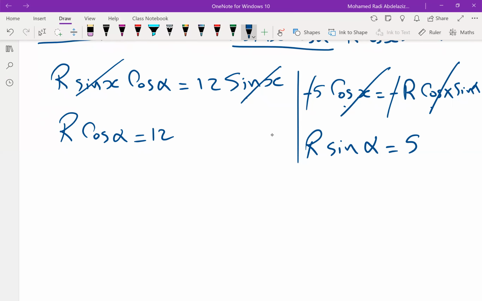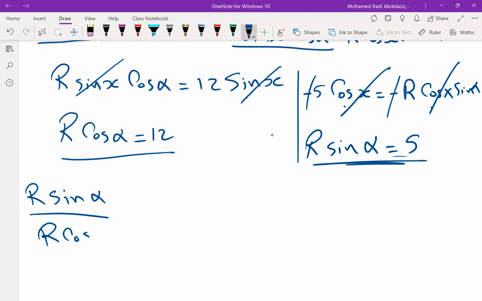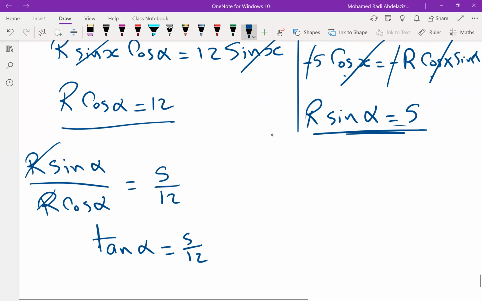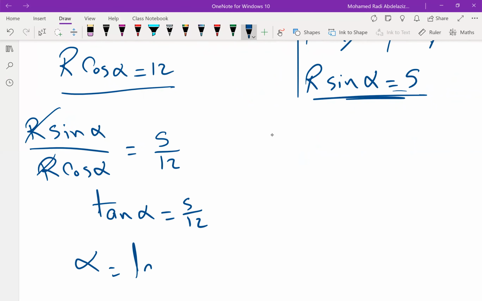You can get the exact value of alpha by dividing the second equation by the first equation. r sine alpha divided by r cosine alpha, you will get 5 over 12. So tan alpha is equal to 5 divided by 12. You can get alpha as arctan of 5 over 12.